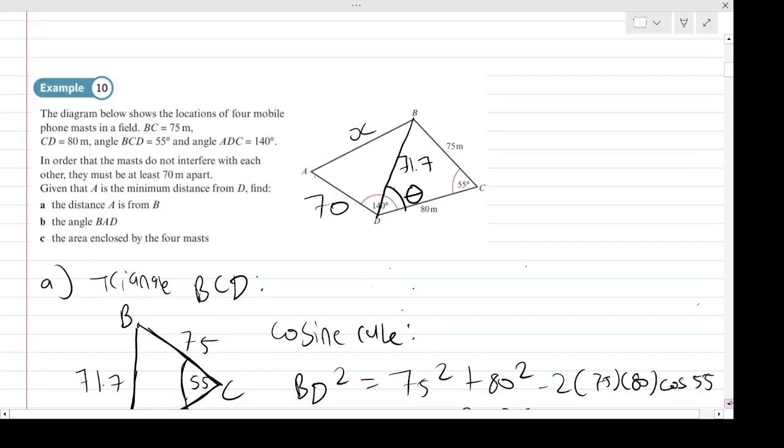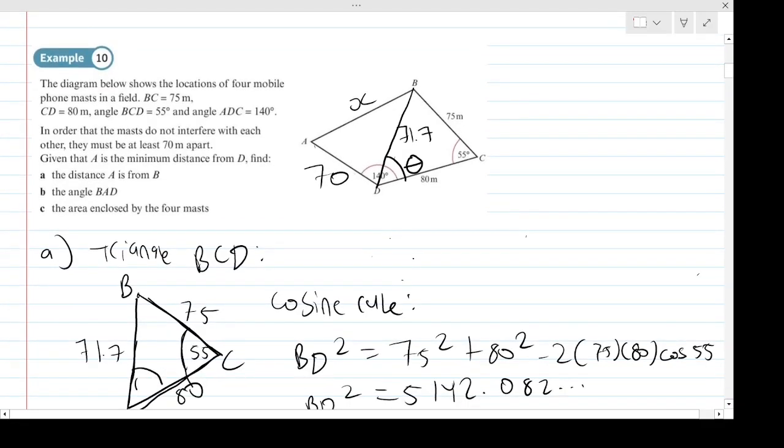This particular angle there, which I'll label here. Well, I can, because I know a lot about this right triangle, triangle BCD, because I know all three sides. So if I can work out a missing angle with three sides, I use the cosine rule again.